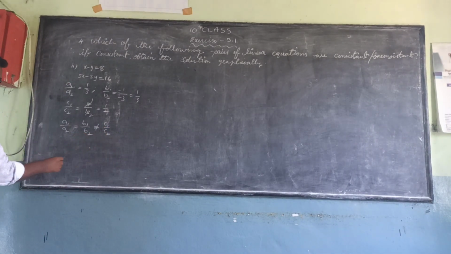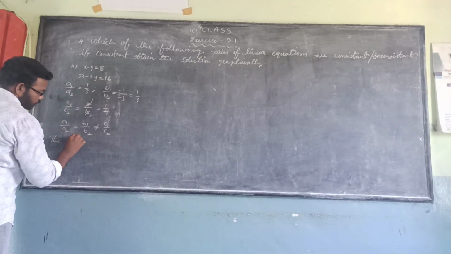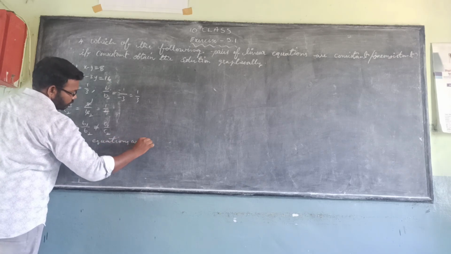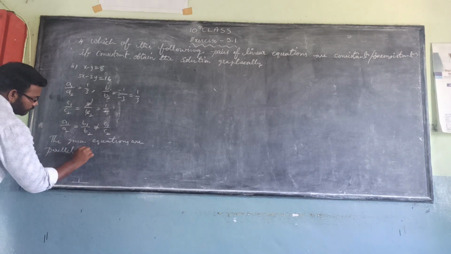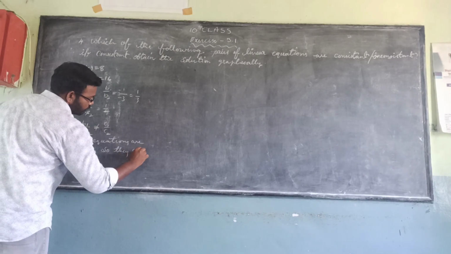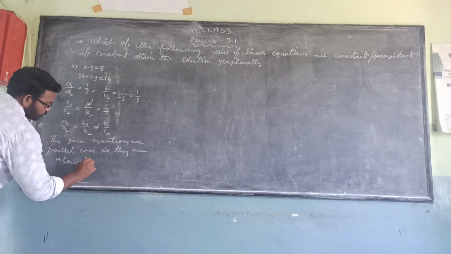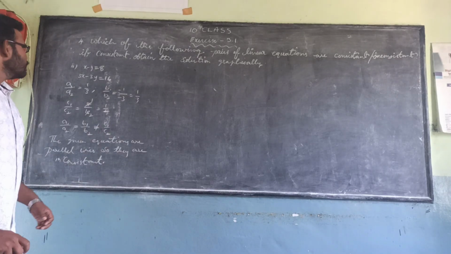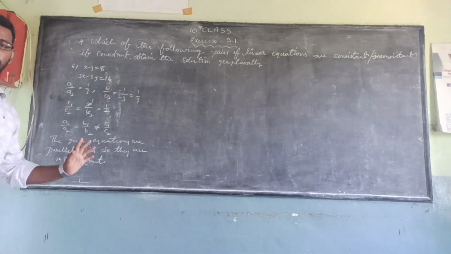So this indicates the given equations are parallel lines. So they are inconsistent. So there is no requirement to draw the graph here because it is inconsistent.